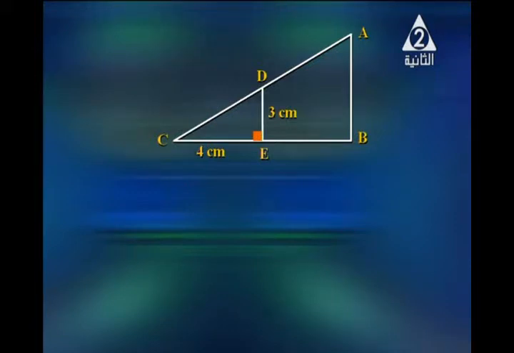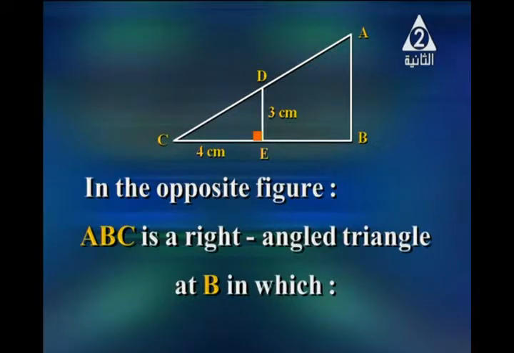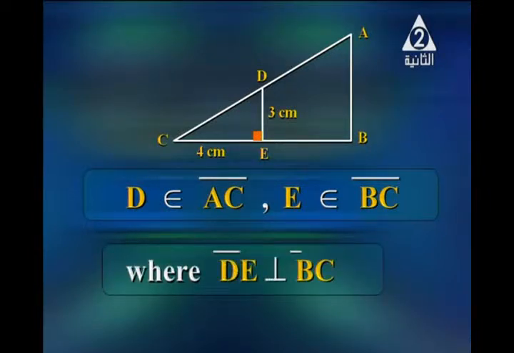In triangle ABC, in the opposite figure, ABC is a right angle triangle at B, in which D belongs to line segment AC, side AC, and E belongs to BC, where DE is perpendicular to BC. Perpendicular means it makes a right angle triangle. DE perpendicular to BC makes a right angle triangle.